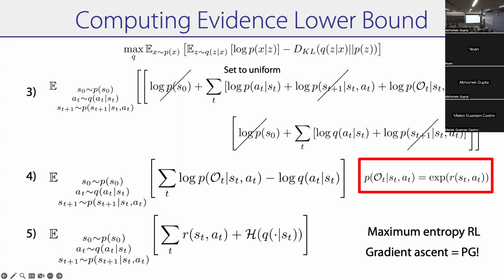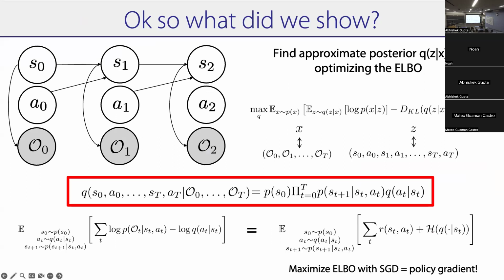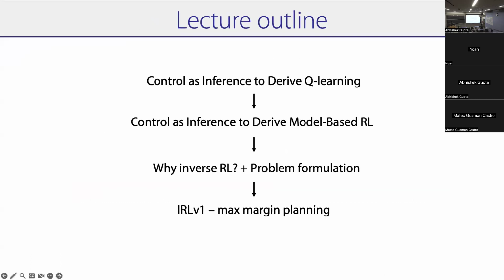Everyone kind of buy that? Questions? No? Okay, good. So what we showed is that maximizing the ELBO with gradient descent is equal to maximum entropy policy gradient. And what we're going to show in the next two sections is you can do a similar set of algebraic gymnastics to get Q learning, or soft Q learning. And you can derive model-based RL in a similar way, like algorithms like MPC. And then we'll talk about inverse RL, and this stuff will connect to inverse RL in a bit.